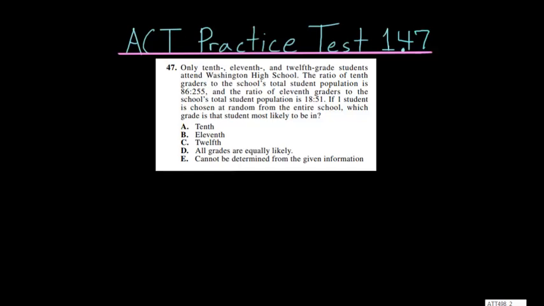For the 47th problem on this first ACT practice test, only 10th, 11th, and 12th grade students attend Washington High School. The ratio of 10th graders to the school's total student population is 86 to 255, and the ratio of 11th graders to the school's total student population is 18 to 51. If one student is chosen at random from the entire school, which grade is that student most likely to be in?